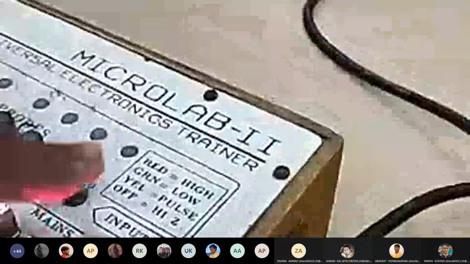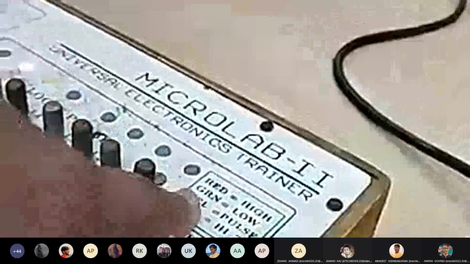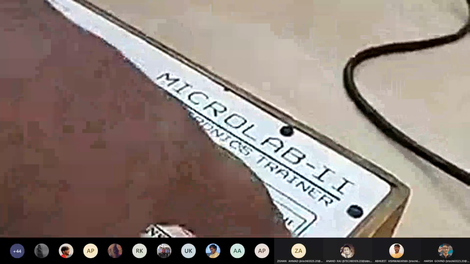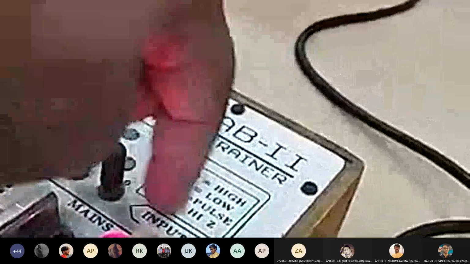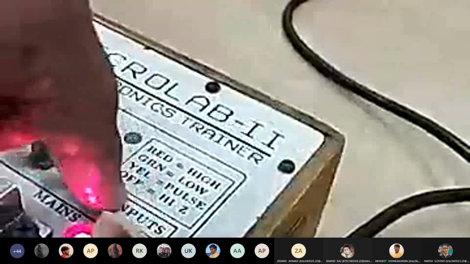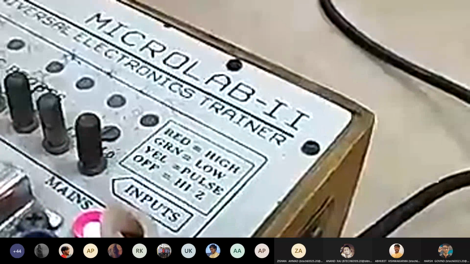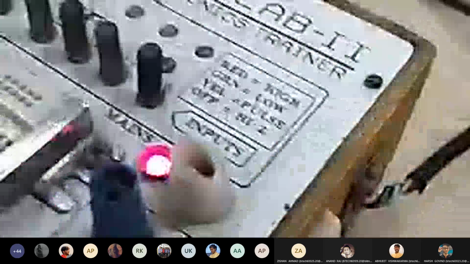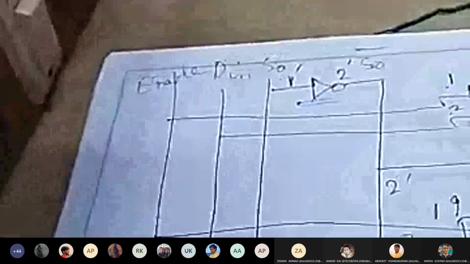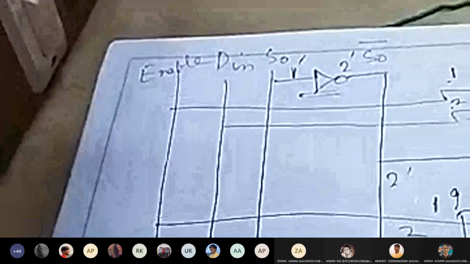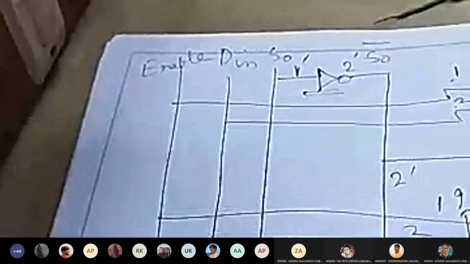See one thing, it is written here. Red light is high, green light is low, yellow light is pulse, and off is how much? This is your OFF. This OFF, this HI and Z is written. This is the high impedance. And who is denoting the high impedance? Remember there, students, X will denote the high impedance. That means don't care. Understood? So this will implement your don't care condition. Okay?